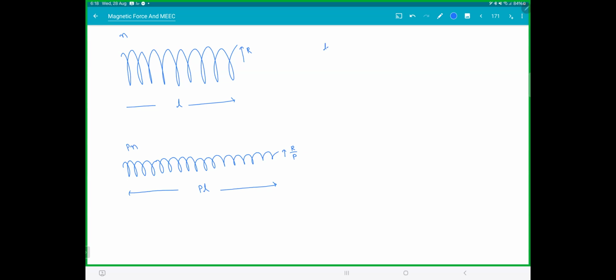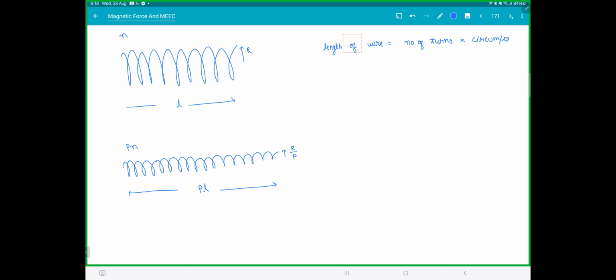Basically, number of turns into circumference must be constant, isn't it? The length of the wire is number of turns into circumference. That is one way to argue.